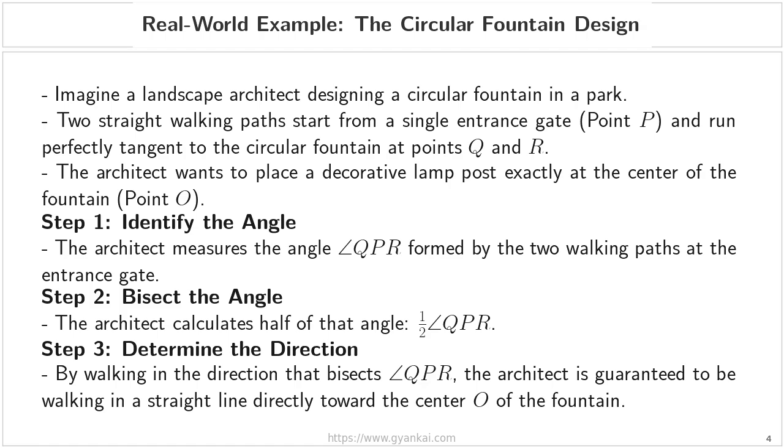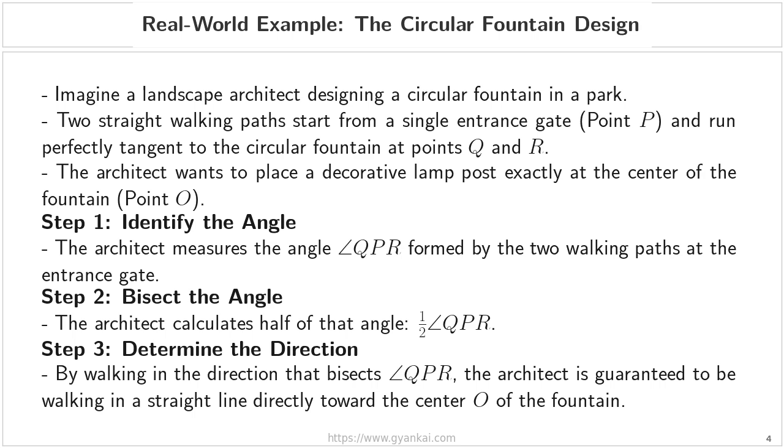Finally, in step 3, you determine your direction. By walking along a path that perfectly bisects angle QPR, you are mathematically guaranteed to be walking in a straight line that leads you directly to the center, point O, of the fountain. It is a perfect practical application of the theorem we just discussed.